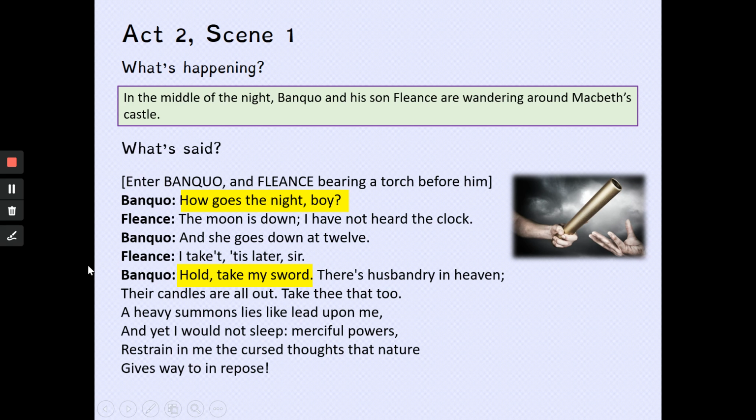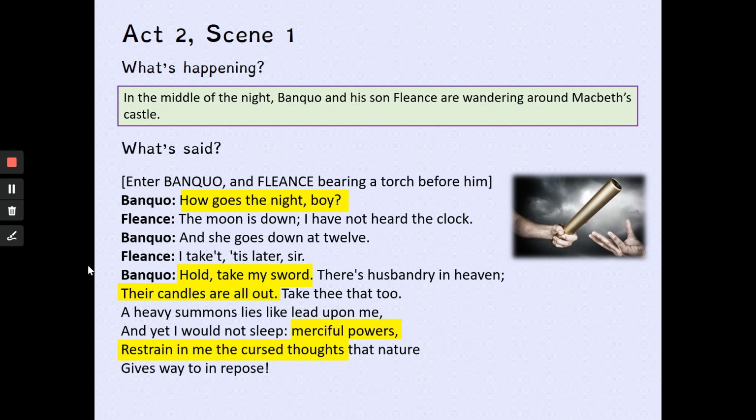Okay, Banquo continues. He says, "There's husbandry in heaven, their candles are all out. Take thee that too. A heavy summons lies like lead upon me, and yet I would not sleep. Merciful powers restrain me in the cursed thoughts that nature gives way to in repose." Now, a couple of things here. When he says their candles are all out, we think again of the image of the sky, and the candles are the stars. So if all the stars are out in the sky, we've got a pitch black night, and again, that sets the mood for this murderous scene where Duncan's about to be killed.